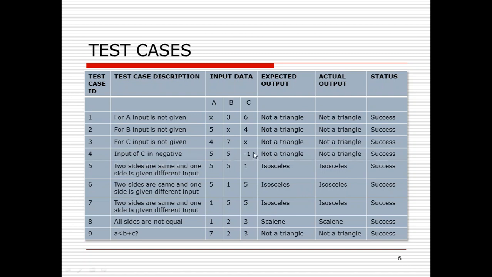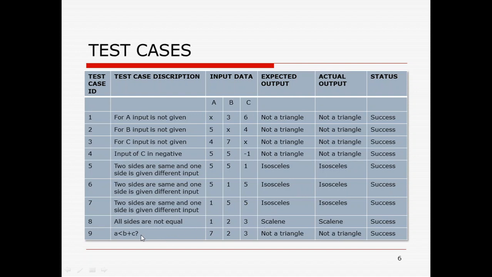Similarly, if any value is negative, then also it's not a triangle. Both the expected output and the actual output match, then we say the test case is success. Similarly, for the isosceles triangle, we have to check for equality between any two sides. When one side is not equal but the two sides are equal, then it's an isosceles triangle. If all sides are not equal, then it's a scalene. And this checks whether the triangle can be formed or not.